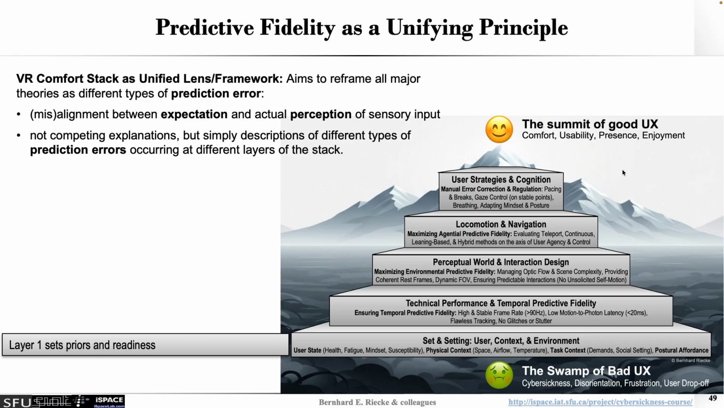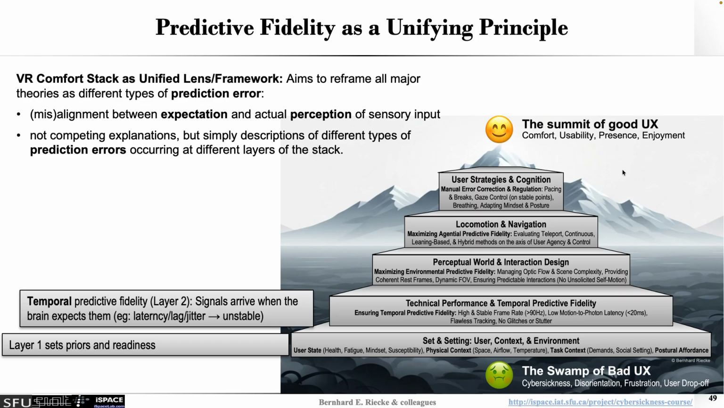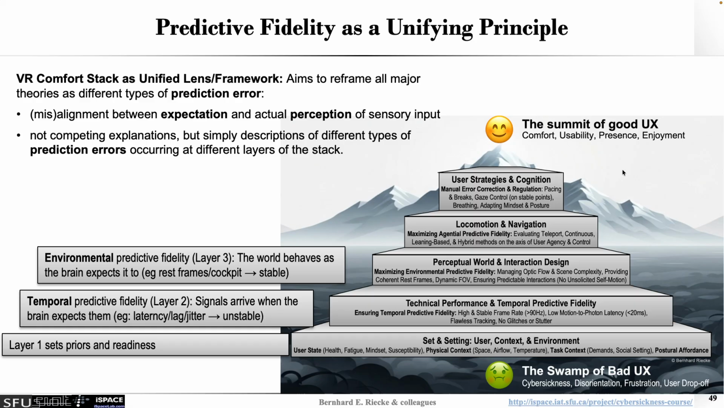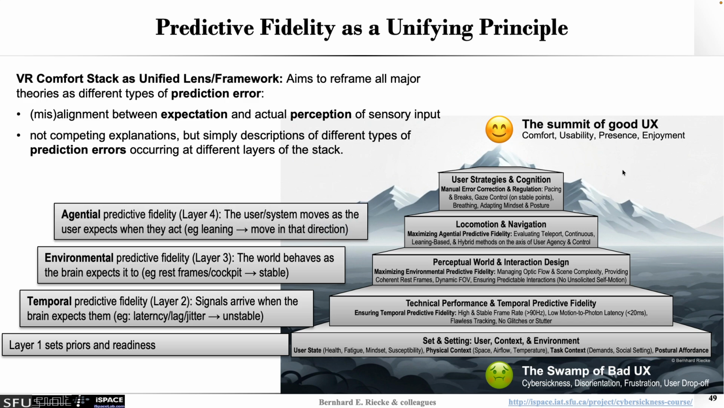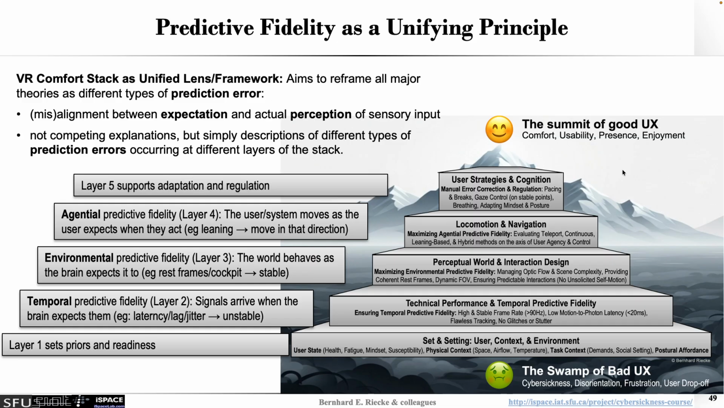So let me try to go through this a little bit. Layer 1 really sets the priors and readiness. Layer 2 is really the temporal predictive fidelity. So in simple terms, signals arrive when the brain expects them to. And if you don't have that, well, then you have a problem. Layer 3, environmental predictive fidelity, is really, okay, does the world behave the way it should and the way you expect it to? Like, is the rest frame actually stable? If not, well, you have a problem. Layer 4 is really about agential predictive fidelity. So the user or the system moves really as the user expects them to. And layer 5 is really about supporting adaptation and regulation and so on.